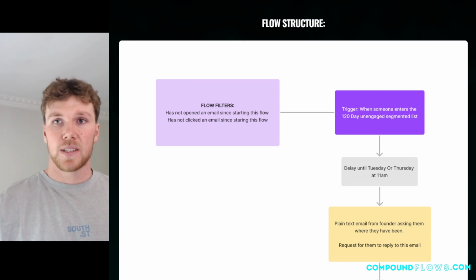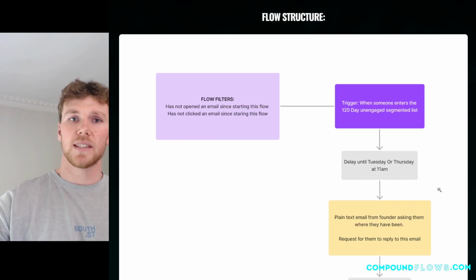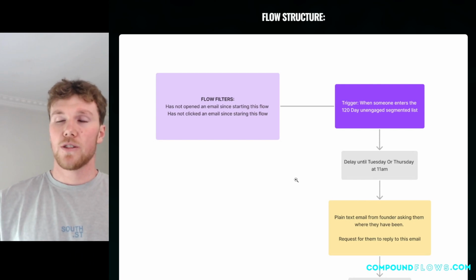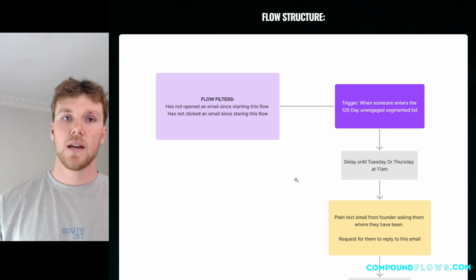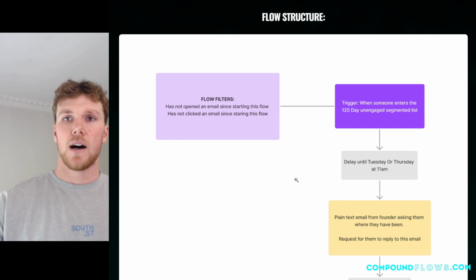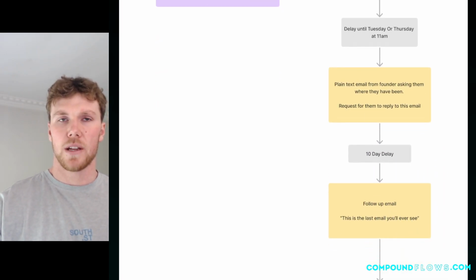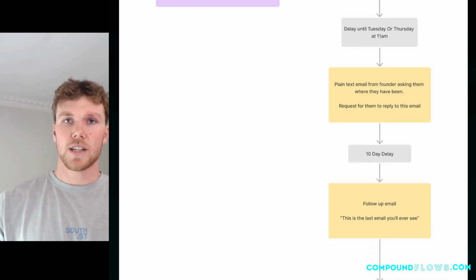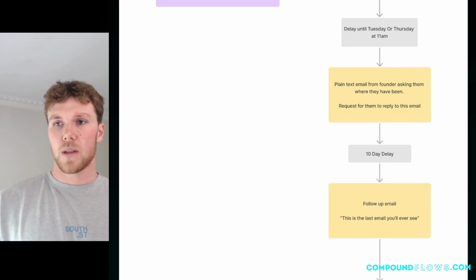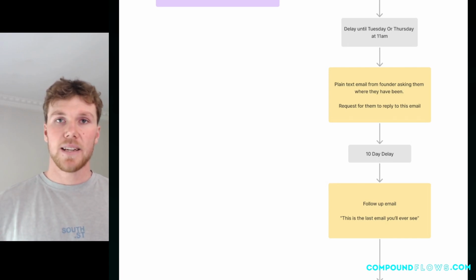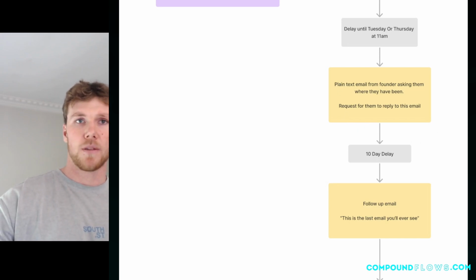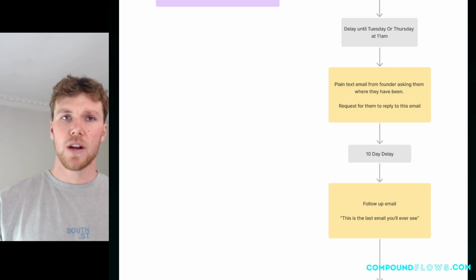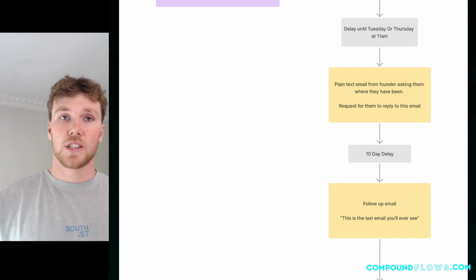We want to send here 2 emails. We like to delay it to usually a high peak engagement time for people opening up their emails, usually anywhere between 11 a.m. or 3 p.m. on a Tuesday or a Thursday. And we like to do a plain text email here simply because of deliverability reasons. We want to have that email with the best chance to actually land in that person's primary inbox so they actually see it and open it. And again, it's just from the founder just asking, hey, where have you been? Reply to this email if you're still interested.